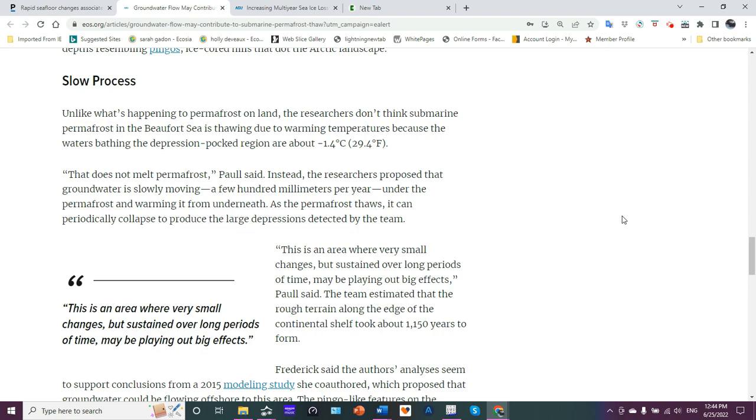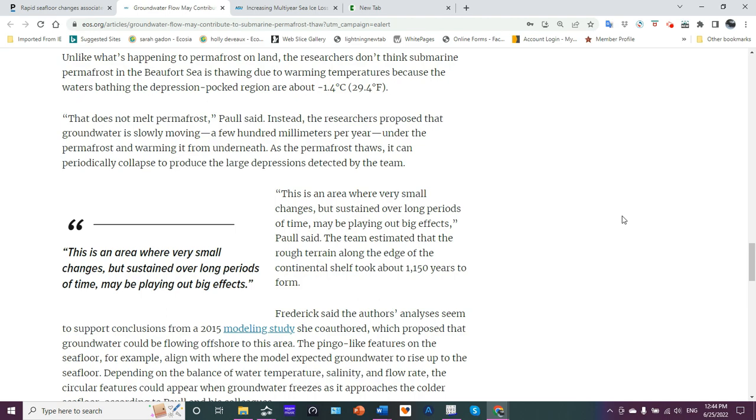Okay, so a few hundred millimeters, that might be... 10 millimeters is a centimeter. So 100 millimeters is 10 centimeters. So a few hundred millimeters could be like a meter a year. So they're proposing that this groundwater is slowly moving under the permafrost and warming it from underneath.